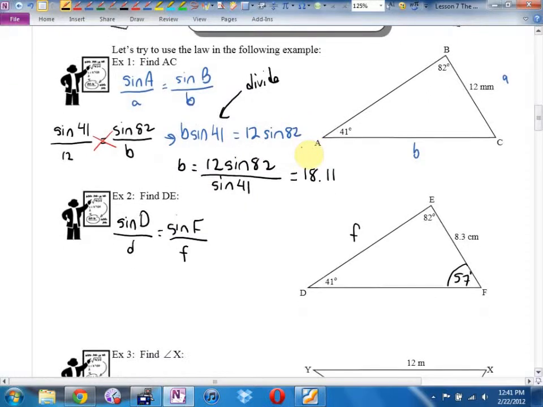Now let's plug in as many numbers as we can. Sine of, Zach, what's angle D? I agree. Divided by, what's little d, Zach? 8.3 equals the sine of, what's big F? All over, what's little f? Oh, what I'm trying to find.